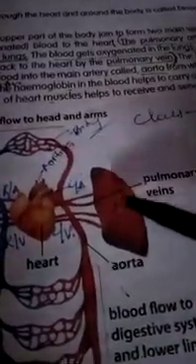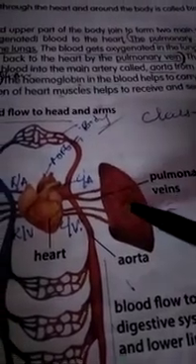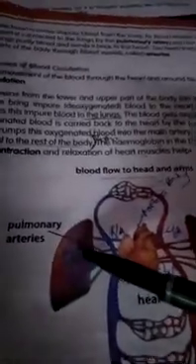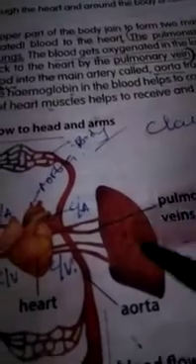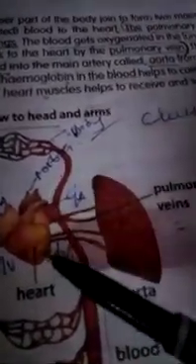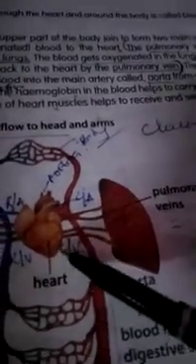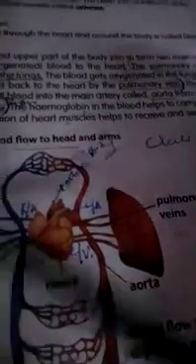From there it comes to, who will carry this one? Oxygenated blood. Here the pulmonary vein will carry the oxygenated blood. The pulmonary arteries carry deoxygenated blood. The pulmonary vein will carry oxygenated blood to the left atrium. From the left atrium it comes to the left ventricle. From the left ventricle it goes to the aorta. From the aorta it goes to the rest of the body.